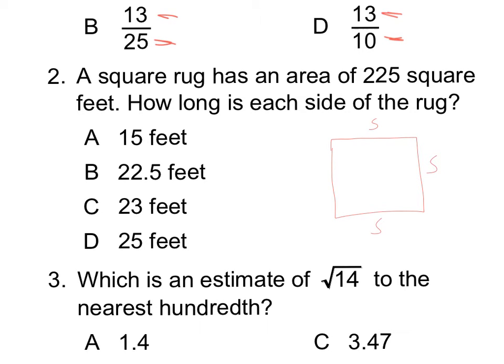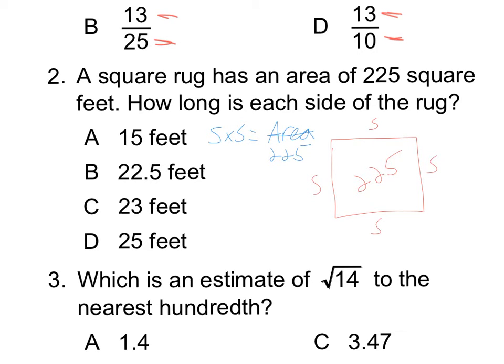We know the area is 225. In order to get that area, we would say the side times the side gives us the area, right? That's how you find area of squares. We know that the area is 225. So what we're asking is, what number times itself is 225? Now, what does that sound like? Square root. It's a square root problem, okay? What number times itself is 225?